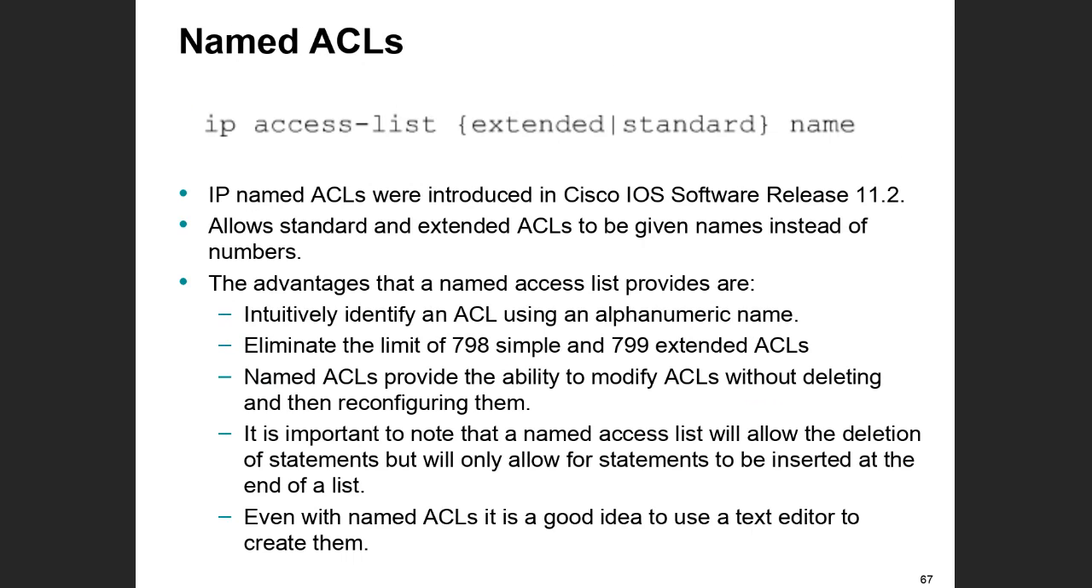Now, named access control list. Even if I have the 100, 1 through 99, and I have the extra bank of 600 or 700 they give you, what if that's not enough? And what does 99 mean and what does 98 mean?